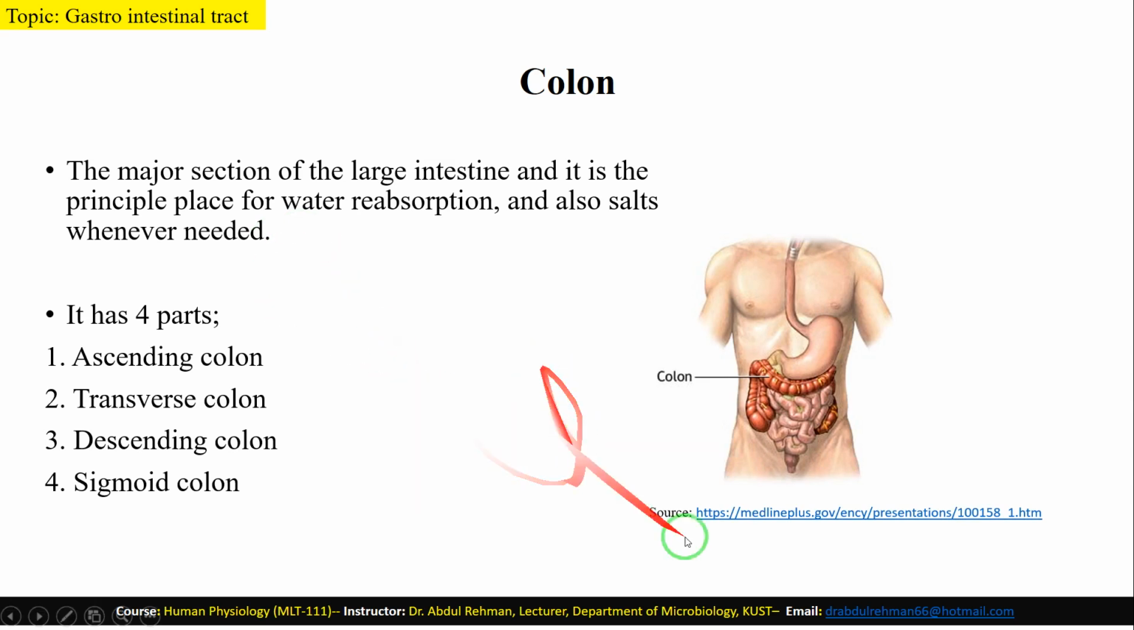Here you can see this is the ascending colon that lies just beneath the liver. Transverse colon lies beneath your stomach. Descending colon is the left lower part of your abdomen. So we will discuss these different parts of the colon in detail.